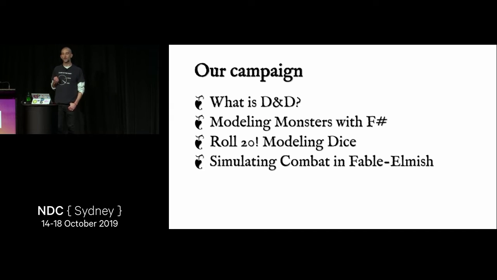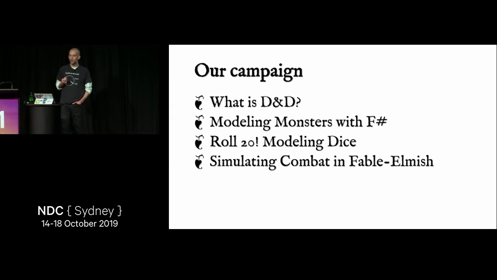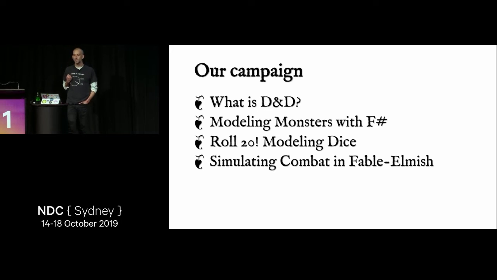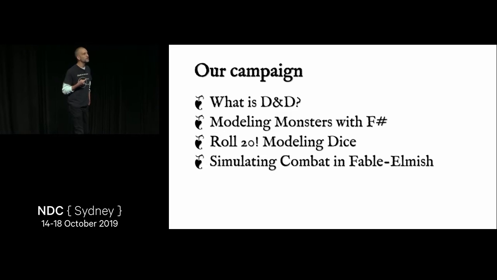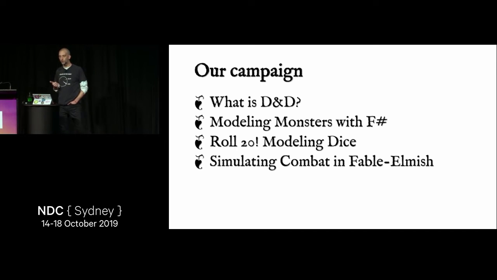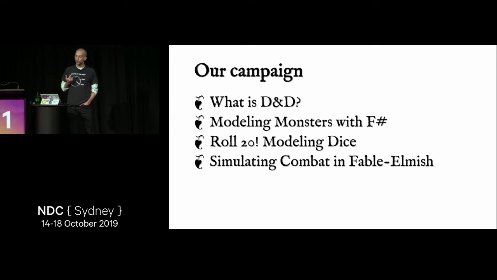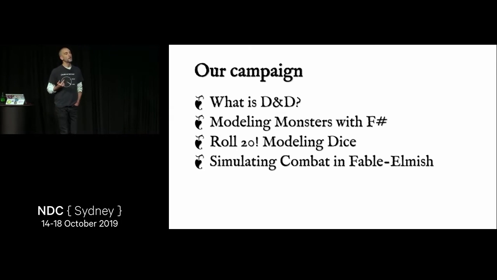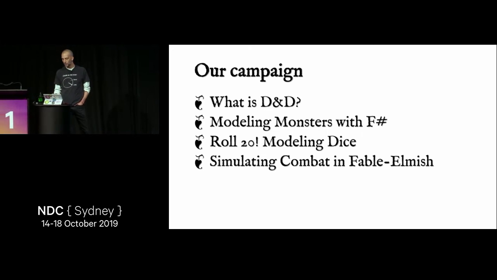So we're going to start an epic campaign, which is going to have 4 arcs. The first one is, I'm going to talk a bit about what is D&D. My experience has been that a lot of developers actually know D&D. Some of you might not, so I figured I should talk a bit about that. Then after talking about D&D, I'm going to try to model monsters with F# and show you how that looks, maybe show you a couple of tips.